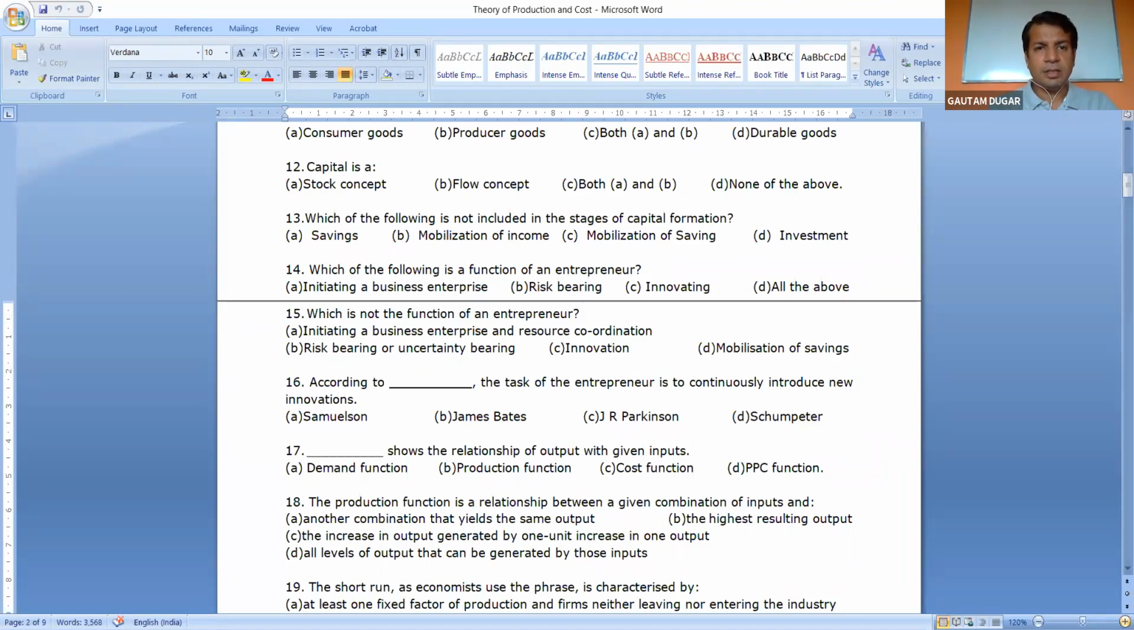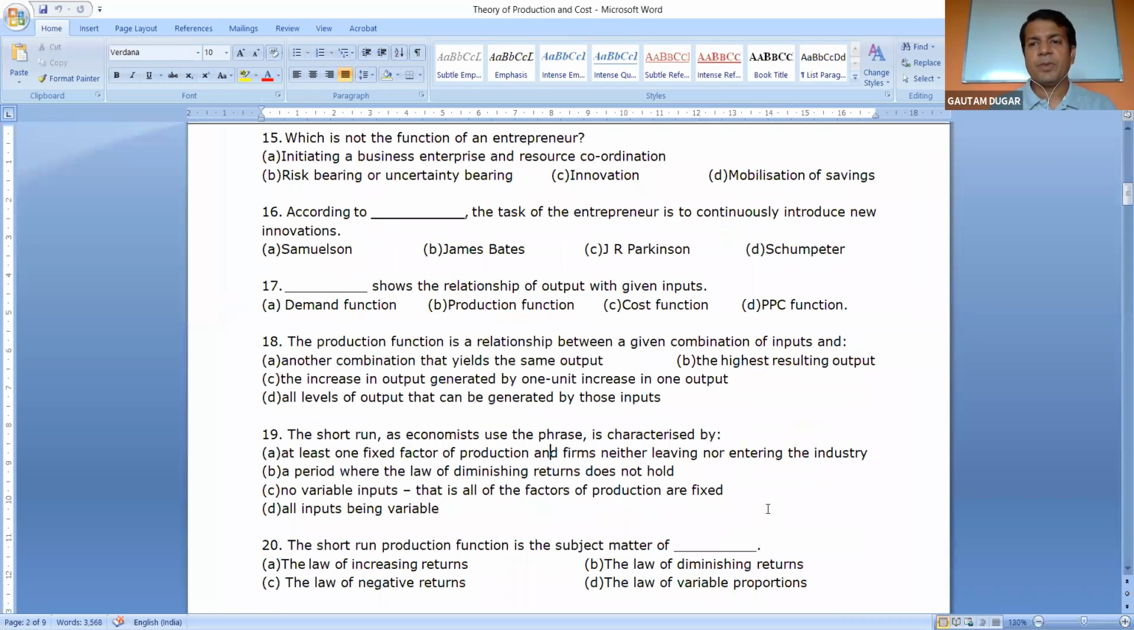I'll enlarge the screen a bit. Obviously, D is the correct answer. Mobilization of savings is not the function of entrepreneur. The rest three are. According to Schumpeter, option D, 16, the answer is D. According to Schumpeter, the task of entrepreneur is to continuously introduce new innovations. 17. Obvious answer is B, production function. Tanisha answers right. Production function shows the relationship of inputs and outputs.